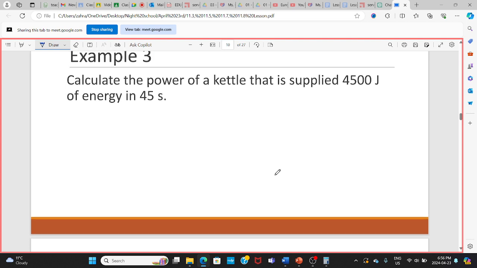Now, this is a question. Calculate the power of a kettle that is supplied 4,500 joule of energy in 45 seconds. So again, power is energy over time. The energy is 4500 joule. The time is 45 seconds, so it's going to be 100 joule per second, or you can say this is 100 watts.